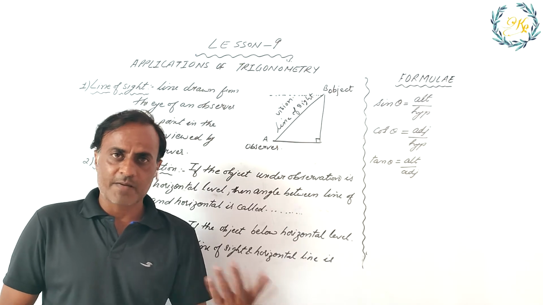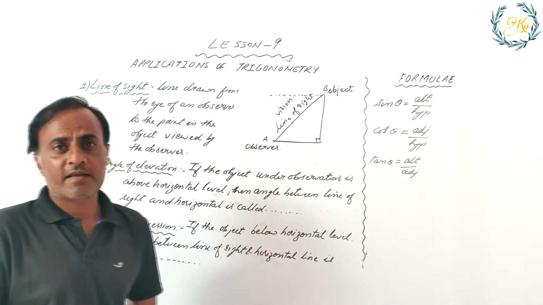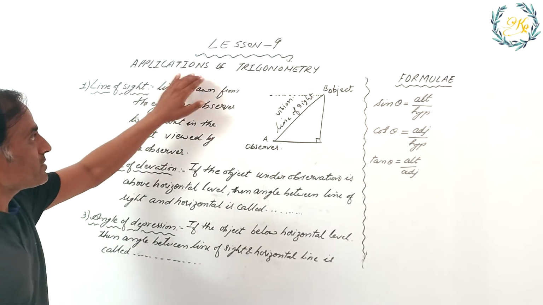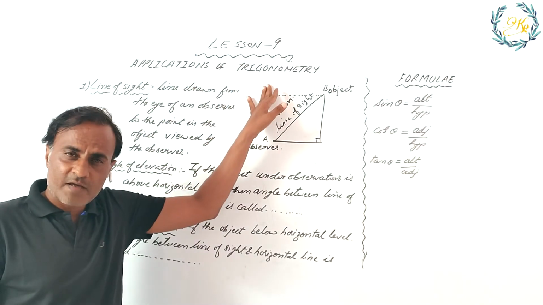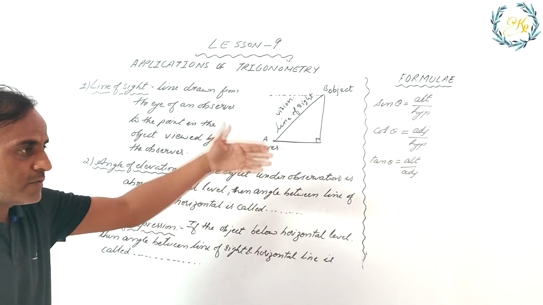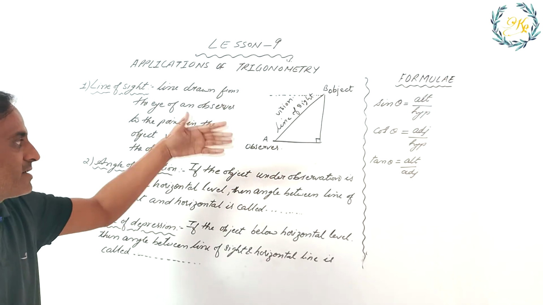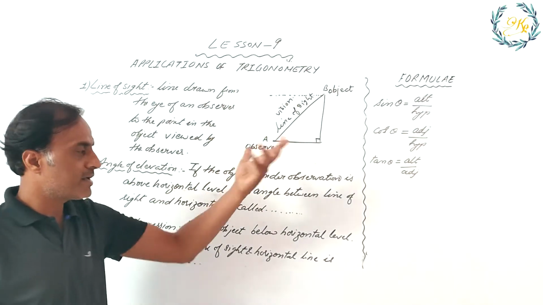Let's get back to the new chapter. We're going to begin a new lesson. The name of the lesson is Applications of Trigonometry. In the previous lesson, we have done the trigonometric ratios. Now we are going to use them to find the heights and distances of different objects.